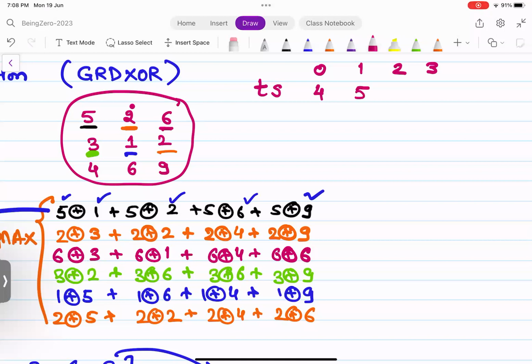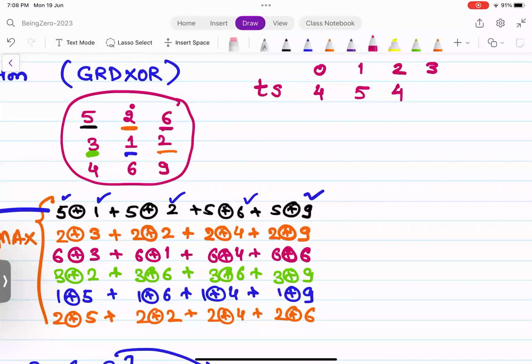How many numbers have the second bit set? 5 has it, 4 has it, 6 has it. So 4 numbers. What about 3? 3 doesn't have it. So only 4 numbers have it. Okay, let's write.